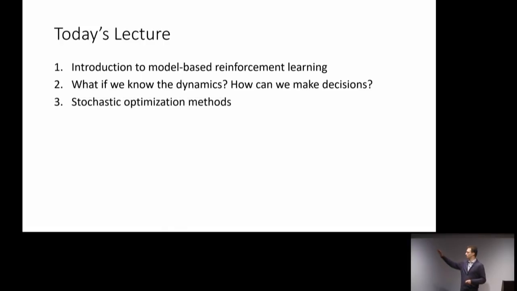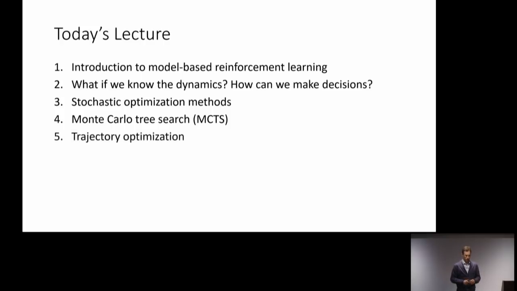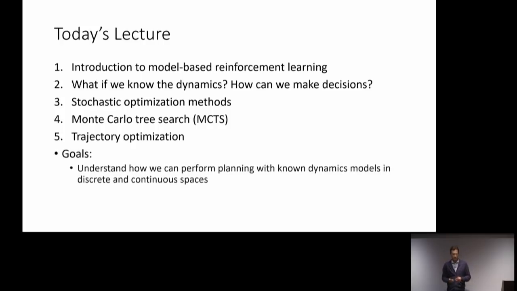We're going to talk about some stochastic optimization methods. We're going to talk about some methods for search in discrete action spaces like Monte Carlo tree search, and then we'll have a discussion of continuous optimal control and trajectory optimization. So the goal for today's lecture will be to understand how we can perform planning with known dynamics models in discrete and continuous spaces. And then next week we'll say, well, okay, now if you don't know the model anymore, you want to learn the model, here's how you can learn it, and put it back together with the planning and control algorithms that we learned today.